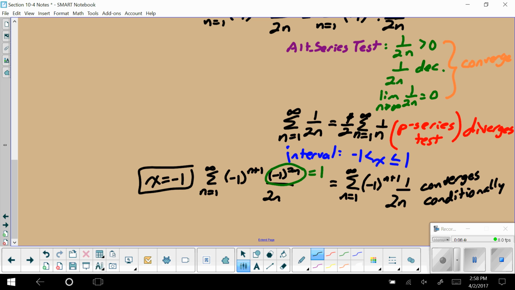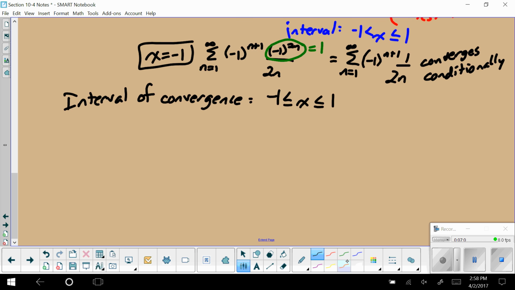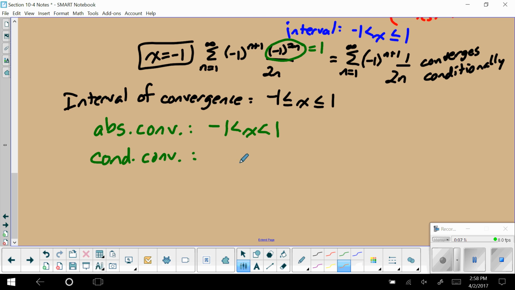So I now have my final interval of convergence: from -1 to 1, including my endpoints. If I'm asked about absolute convergence, that's from -1 to 1, and it does not include the endpoints. And finally, if I'm asked where there's conditional convergence, that's just at my endpoints of -1 and 1.